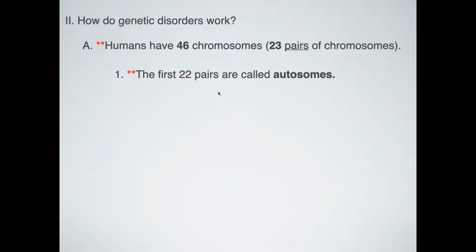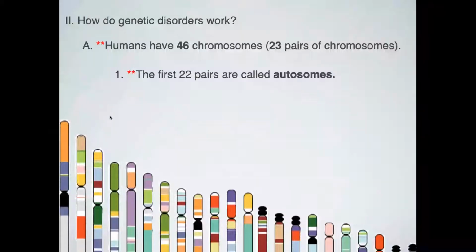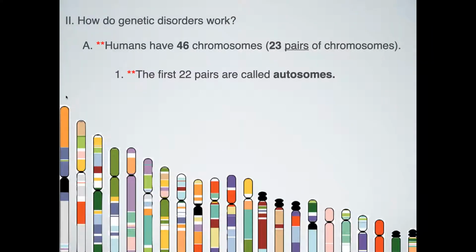So the first 22 pairs, we call those autosomes. And so here are what some of our autosomes look like. They organized them by height, or I guess it wouldn't be height, but how long they are. Maybe length would be the best way of saying it instead. And so you might think, they didn't do a very good job. Yeah, they didn't do a very good job.